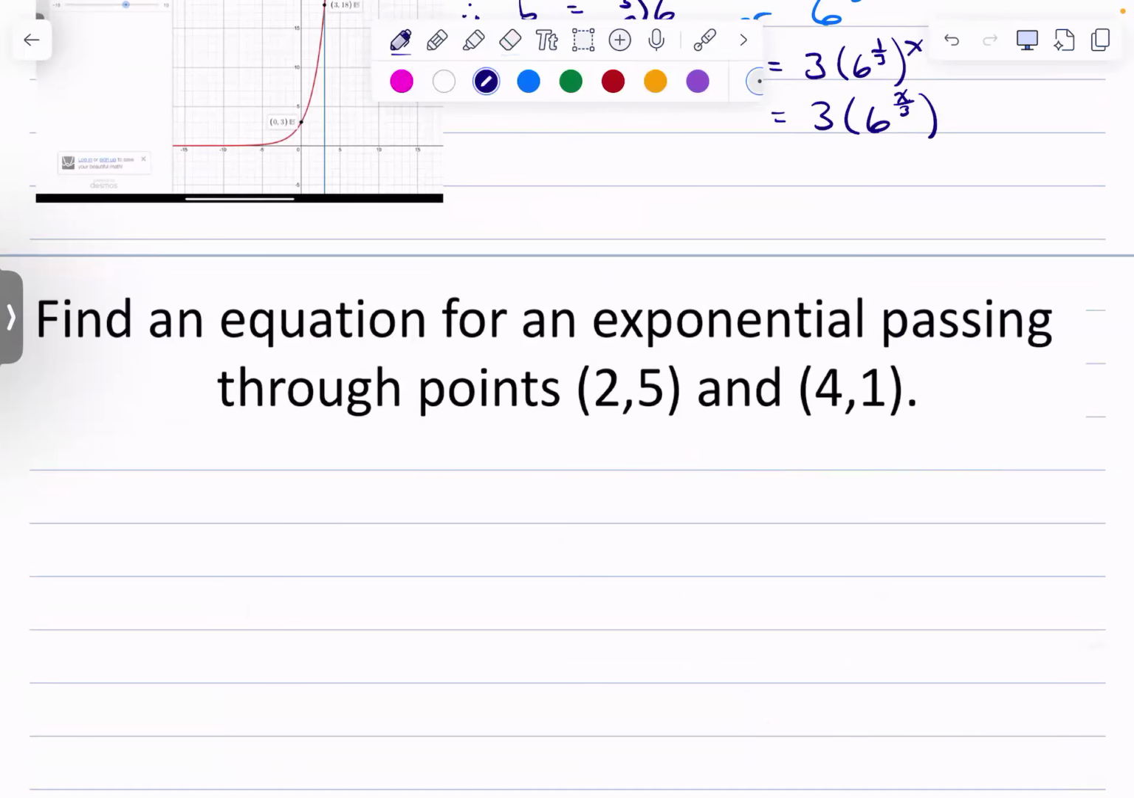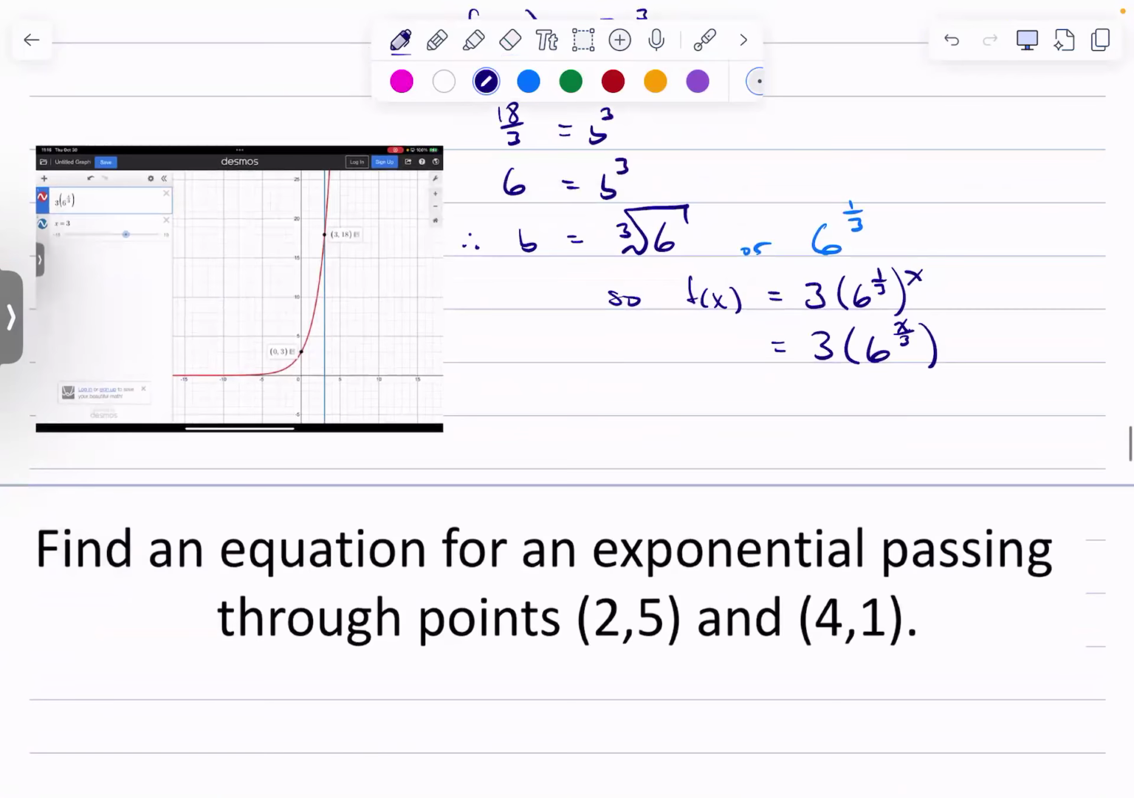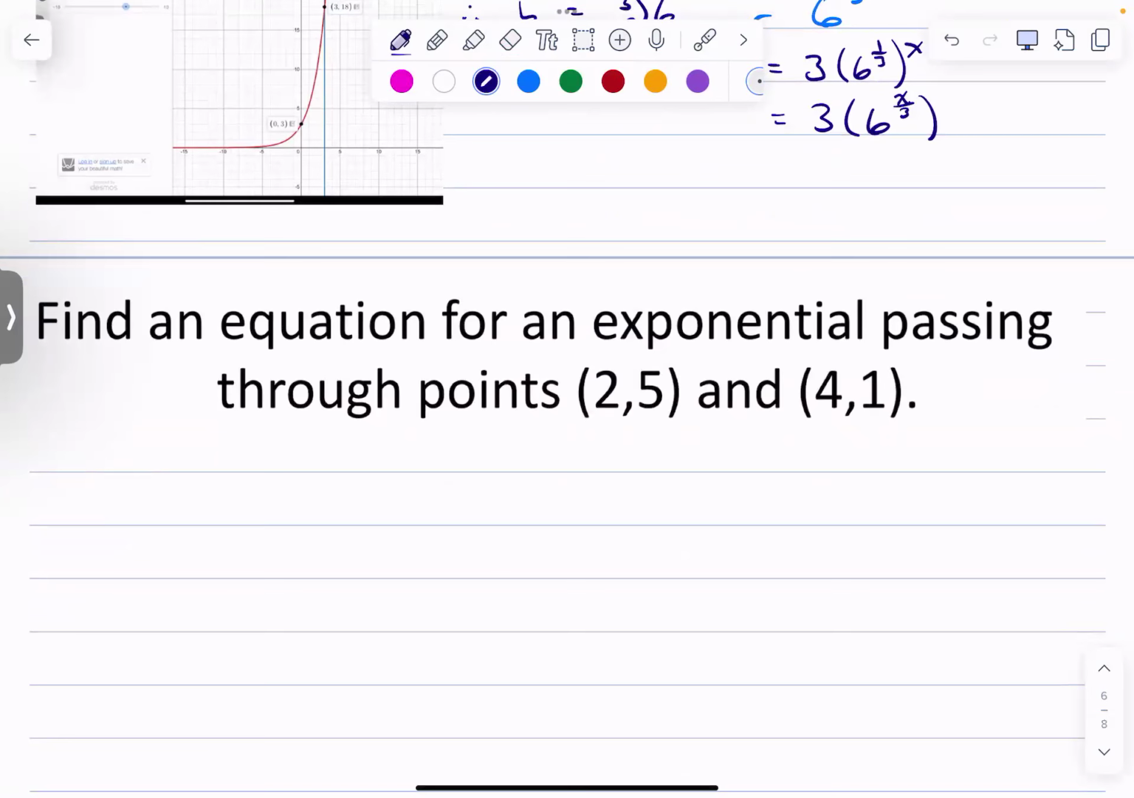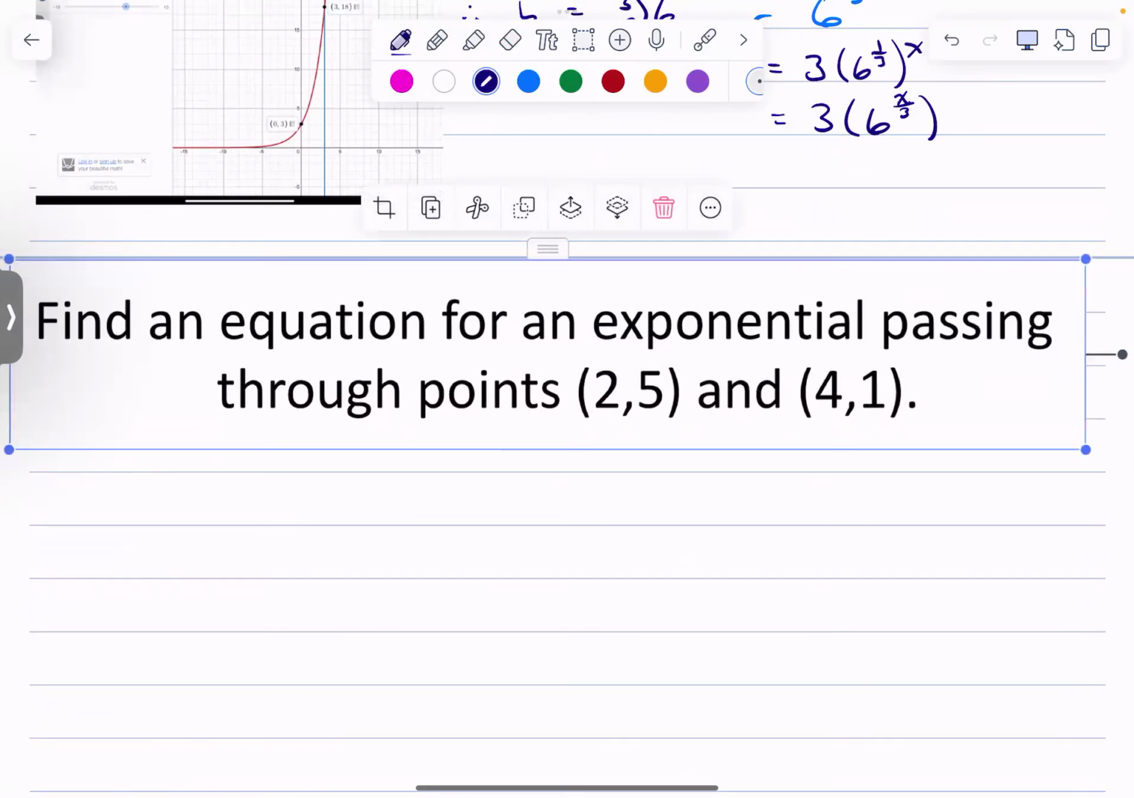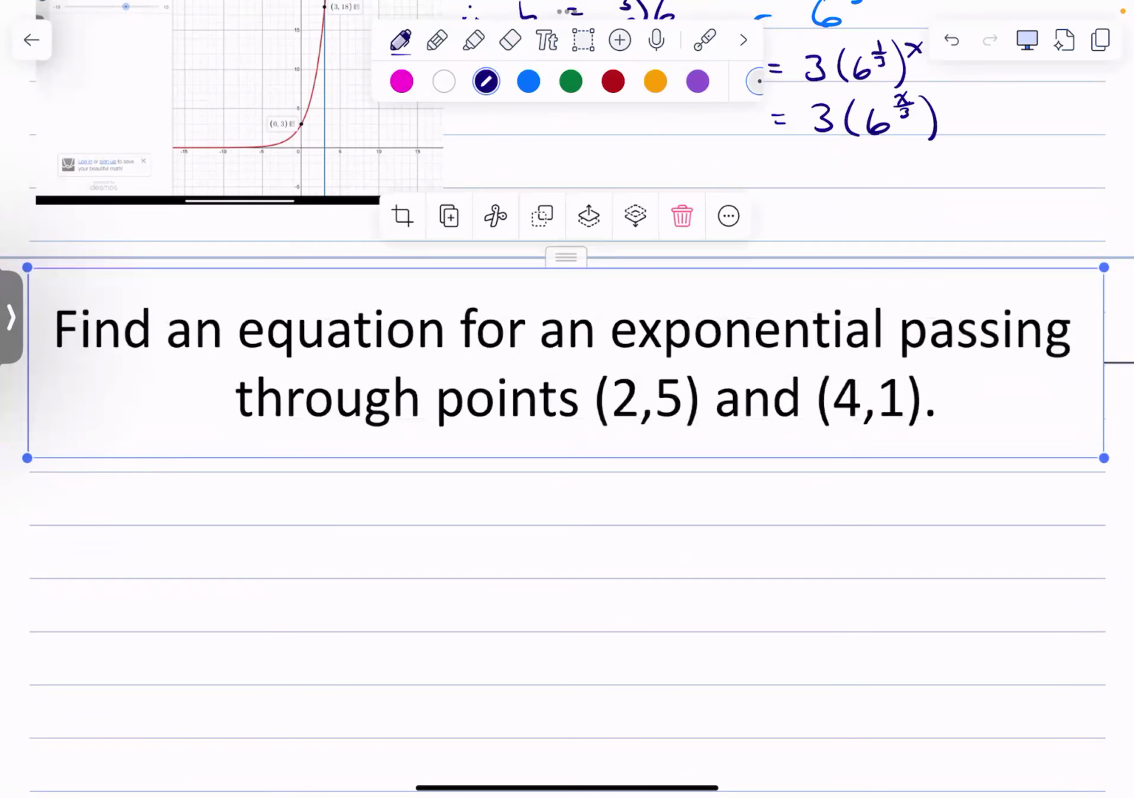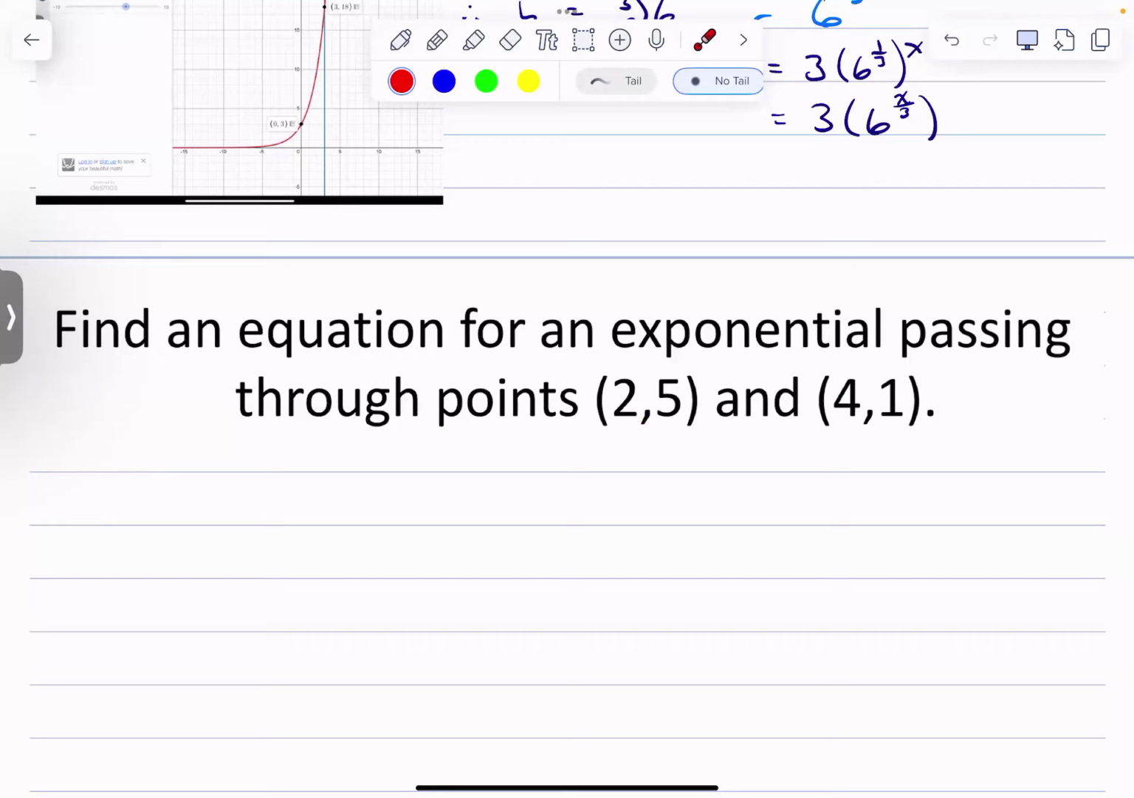Now, we're already here. What if we do another one where I don't give you the y-intercept anymore, right? I don't give you where x is 0, but we can still work with that. We want to find an equation for an exponential passing through the points 2, 5, and 4, 1. So here, this tells me that f of 2 is 5, and this tells me that f of 4 must be 1.